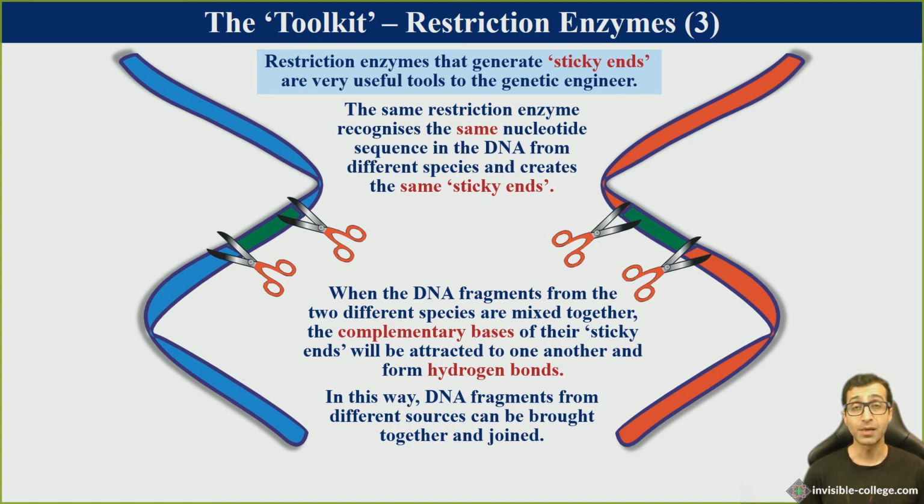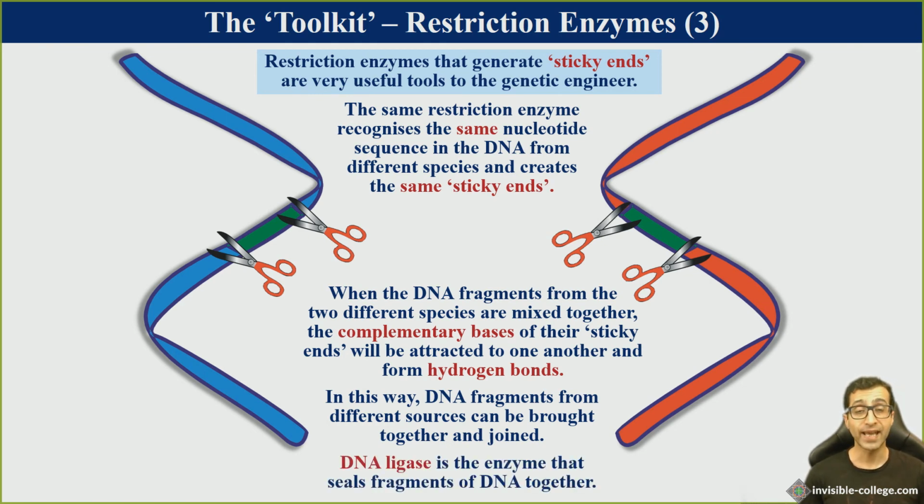So obviously this is going to become important because we need to take the gene from one organism of one species and splice it, for example, into a plasmid from a bacterium. Now, DNA ligase, or ligase, depending on who you ask, is the enzyme that seals the fragments of DNA together.